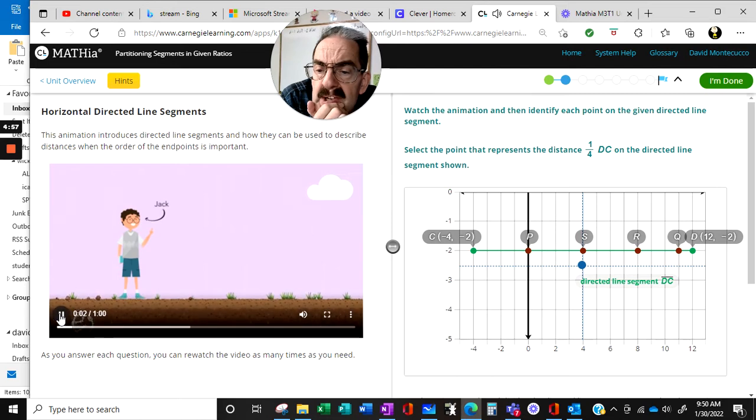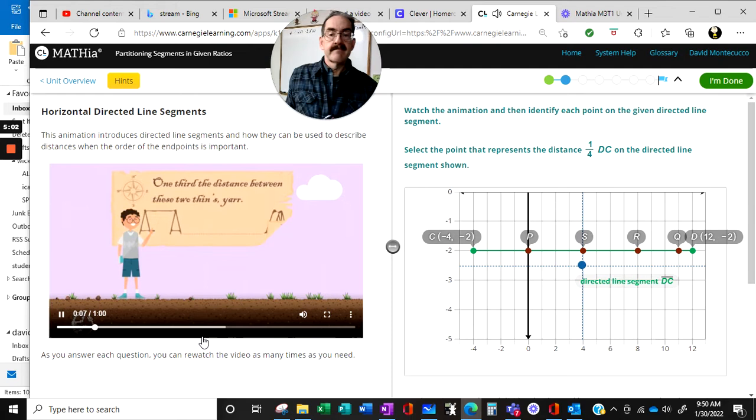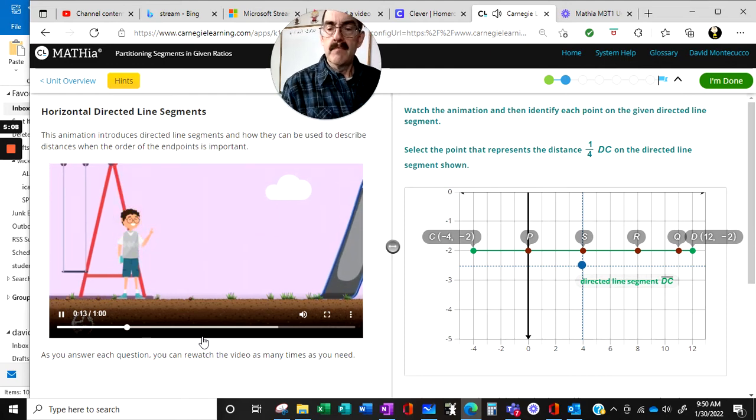Jack. He is on a treasure hunt, looking for buried treasure. Oh, different video. The last clue has him stumped, though. The treasure is located between the swings and the slide, 1/3 the distance between the two. No, it was the same video.